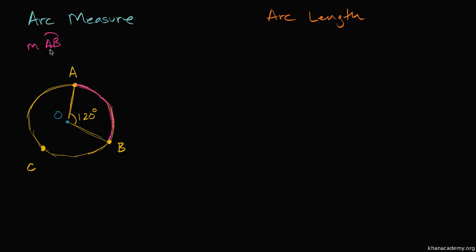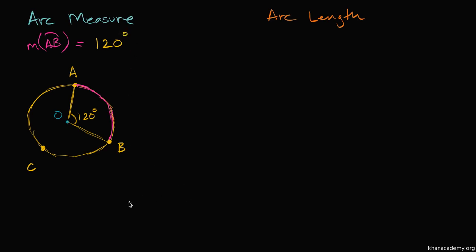So the measure of arc AB, and sometimes you'll see it with the parentheses right over here, all this is the same thing as the measure of the central angle that intercepts that arc. Well, the central angle that intercepts that arc has a measure of 120 degrees. So this is just going to be 120 degrees.